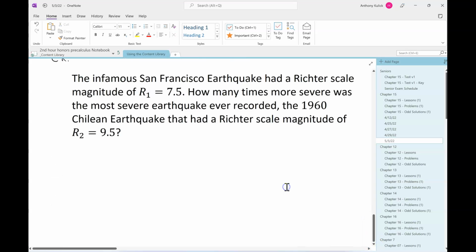All right, let's see. The infamous San Francisco earthquake, I think it's referred to as that, is probably the strongest earthquake in the continental United States. Notice I say continental, not counting Alaska or Hawaii, which are also situated on that ring of fire plate. It has a magnitude of 7.5. How many more times severe was the most severe earthquake ever recorded? The 1960 Chilean earthquake that had a Richter scale magnitude of 9.5.